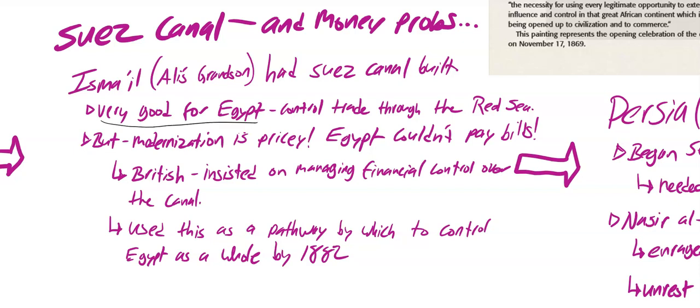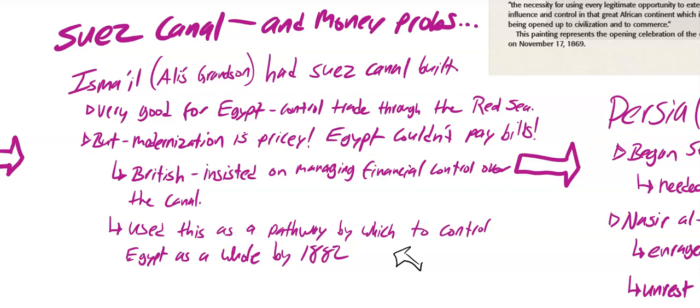They can control trade through the Red Sea, but the problem here, and where they went wrong, was that the modernization that Egypt had been undertaking was really, really expensive, and Egypt couldn't pay its bills. And so the British pounced on this opportunity, because they had been loaning the money to the Egyptians for these modernization projects and for the Suez Canal, and they insisted on managing the financial control over the canal due to Egypt's problems. And they used this as a pathway by which they could control Egypt as a whole by 1882.